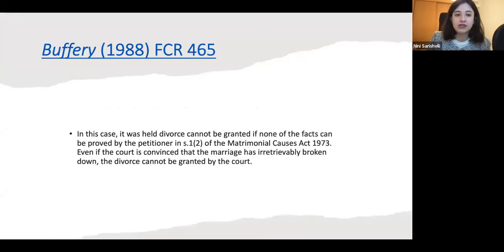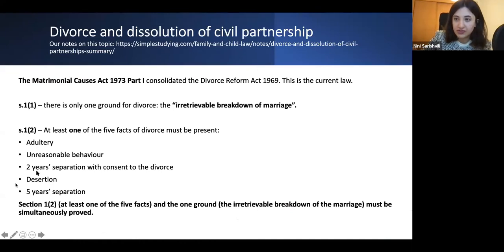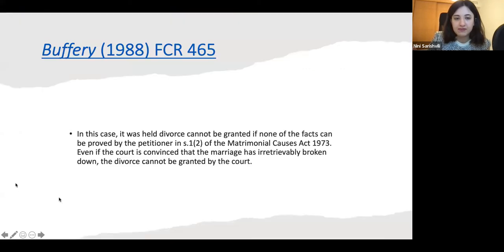The case of Buffery. In this case, it was held that divorce cannot be granted if none of the facts in section 1(2) can be proved by the petitioner. So basically, the petitioner of the divorce has to prove with facts that one of these things has happened. Either the other partner committed adultery, unreasonable behavior, separation, and so on. So the facts have to be provided, the evidence to prove that either of these grounds apply.